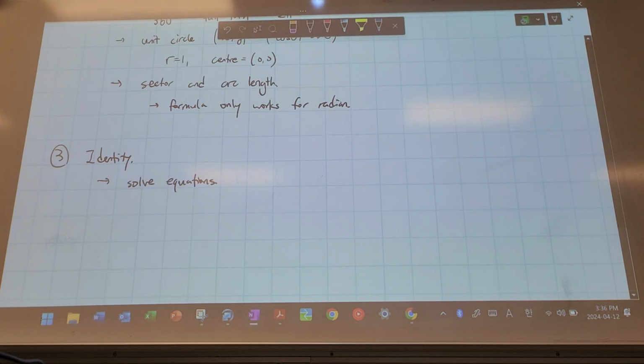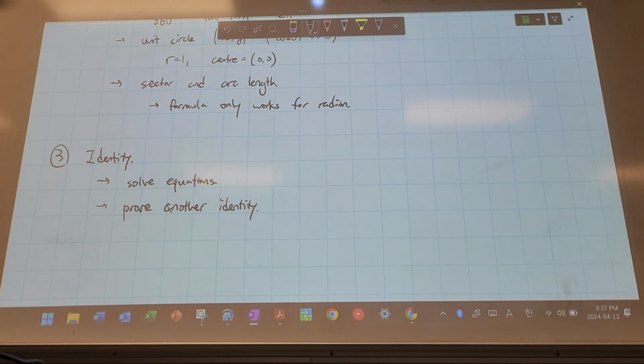The second way to use the identity is to prove another identity. Usually we use proof by deduction. When you're proving another identity, you're going to use some elementary identities usually, right? The double angles, or the compound angle stuff. So for this one you just have to practice a lot of trig identity questions.